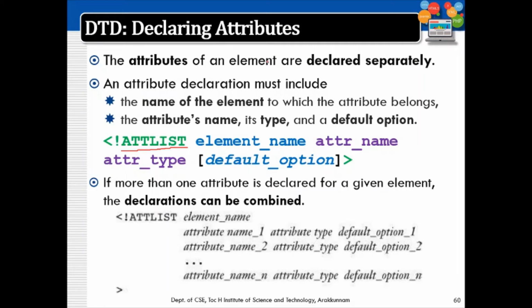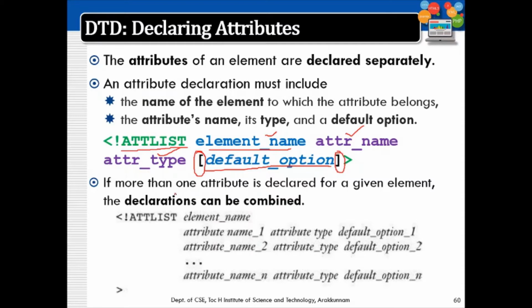So the attribute has to be declared separately. This is the format. ATTLIST is the keyword. Then after a space you have to write the name of the element to which that attribute is to be added. So element name. After a space give the name of the attribute, and then after another space you have to give the attribute type, and if you have any default value for the attribute, that has to be given within the square brackets.